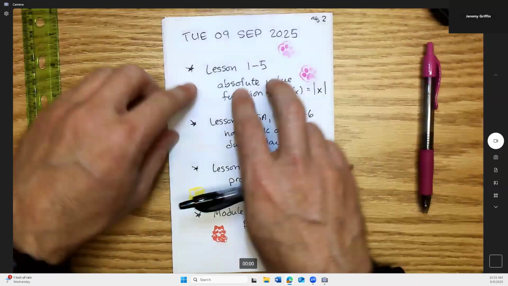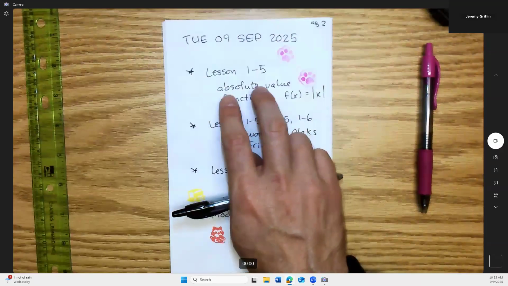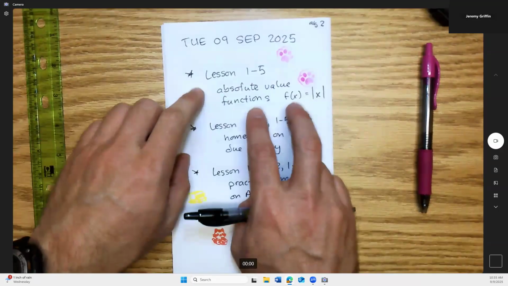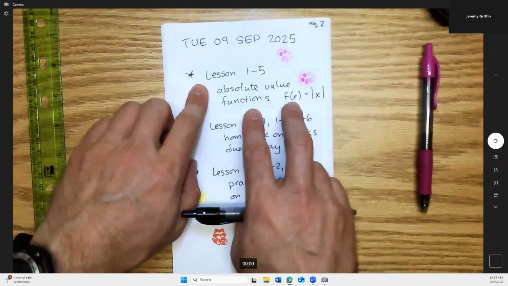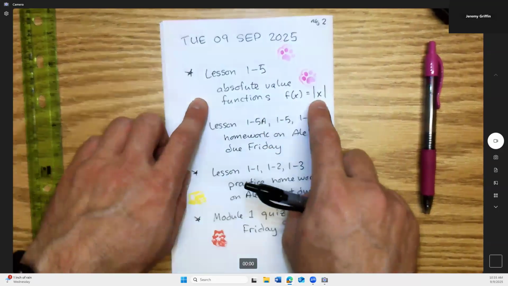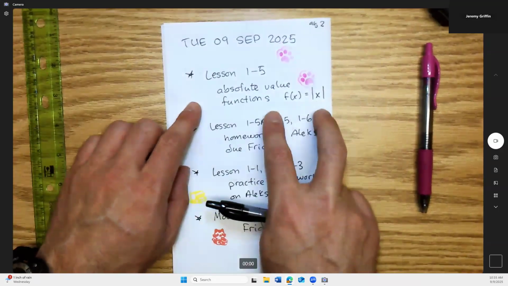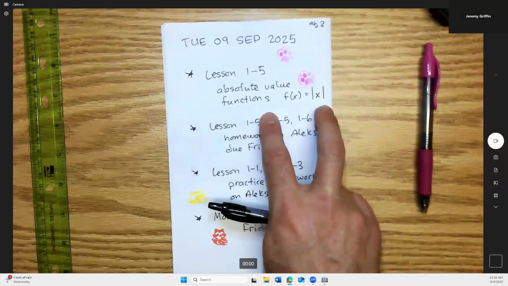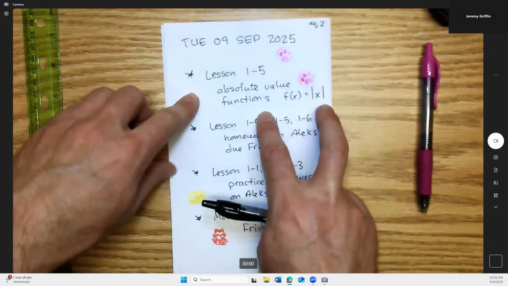So you guys know yesterday we did lesson 1.5a, which was piecewise functions. Today we're going to go into 1.5, which is separate, and that's the absolute value functions, right? Which look kind of like, you see these absolute value bars, right? So I wonder what that function would look like. If you have your notes out, you're about to find out pretty soon how you draw that.